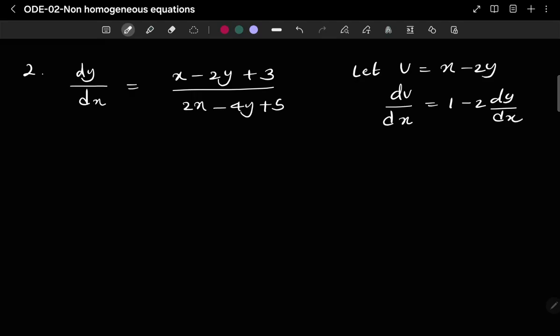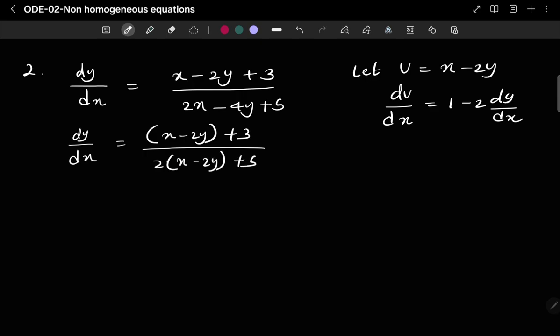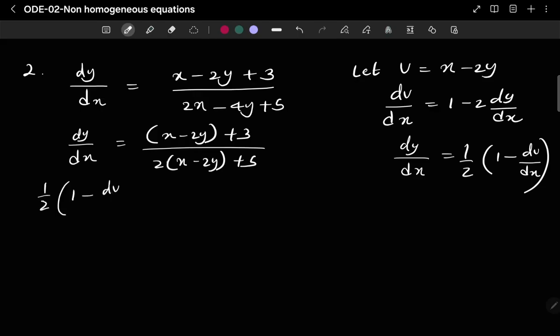So here we can write this equation dy by dx equals (x minus 2y plus 3) over (2x minus 2y plus 5). So here we can clearly see x minus 2y terms which can be substituted from v, and dy by dx can be substituted here. So here dy by dx is 1 over 2 times (1 minus dv over dx). So here we can substitute this: half times (1 minus dv over dx) equals (v plus 3) over (2v plus 5).